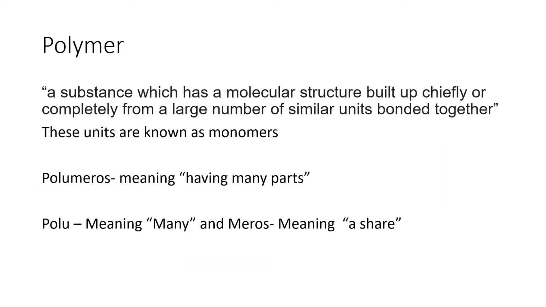A polymer is defined as a substance which has a molecular structure built up chiefly or completely from a large number of similar units. These units are known as monomers. It's a German word but comes from the Greek word polymeris, meaning having many parts, which can be broken down into two parts, poly meaning many and meros meaning a share. So what is the structure of a polymer?